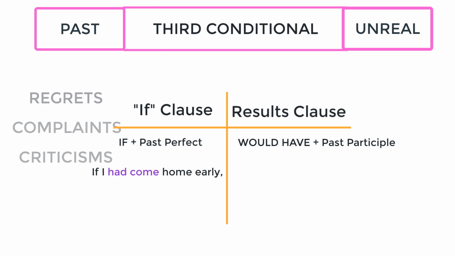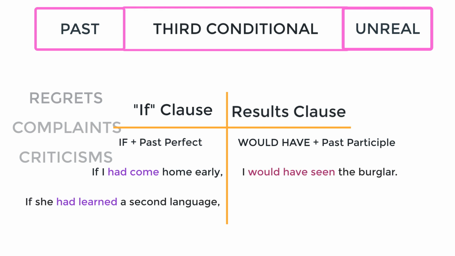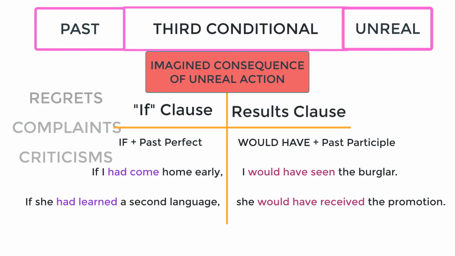If I had come home early, I would have seen the burglar. If she had learned a second language, she would have received the promotion. As you can see in these examples, these are situations that are gone. They're past. They did not happen. You can still imagine what the consequences would have been, but again, it's too late. It's in the past. You notice that these sentences have a tone of regret, of complaint, and of criticism.